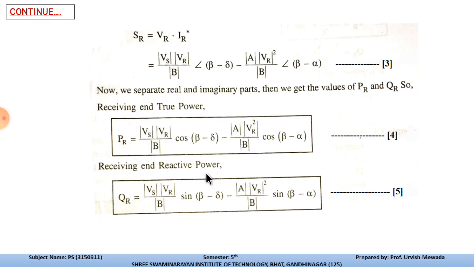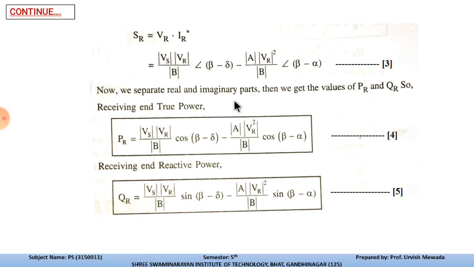Now generally we separate the real and imaginary parts of the power, meaning active and reactive. Generally we indicate them separately, so then we get the values of PR and QR. The receiving end true power, the power which is actually consumed by the system, will become Vs into Vr by B cos of beta minus delta. Why is this cos here? Because this is the real power, the power consumed by the network or circuit, that's why it is cos phi. And minus A Vr square by B cos of beta minus alpha.